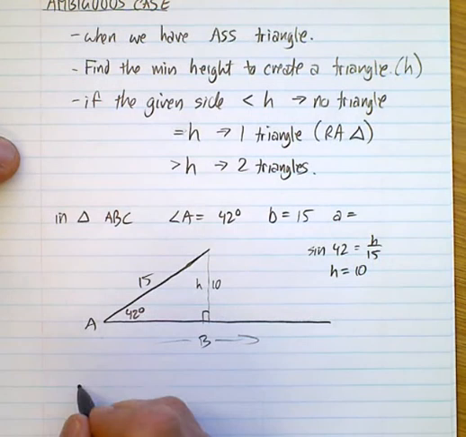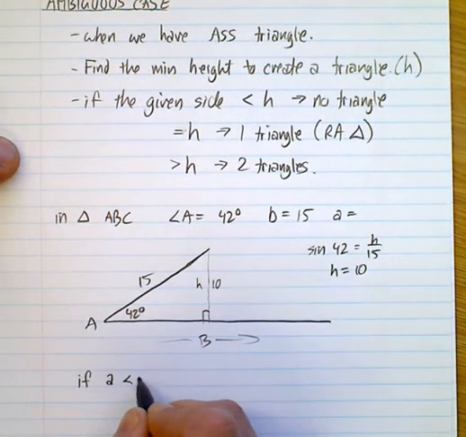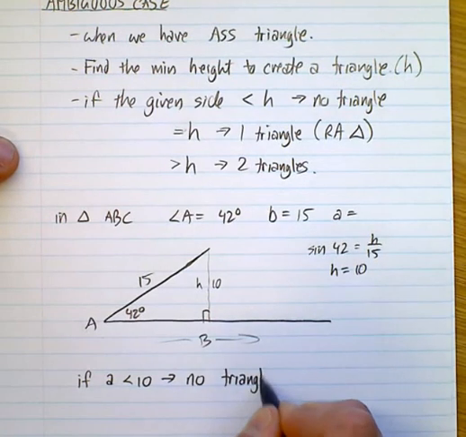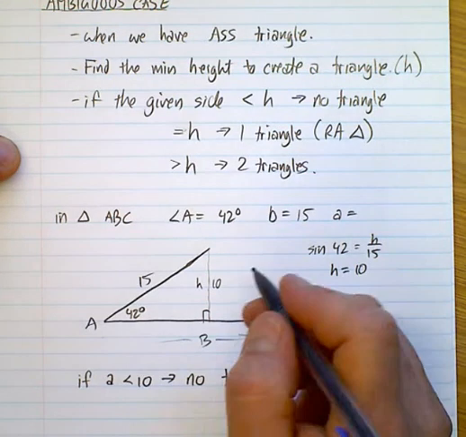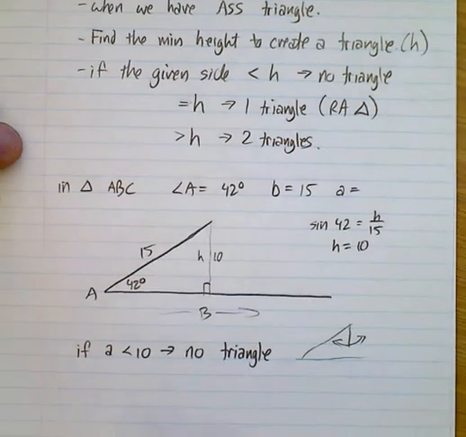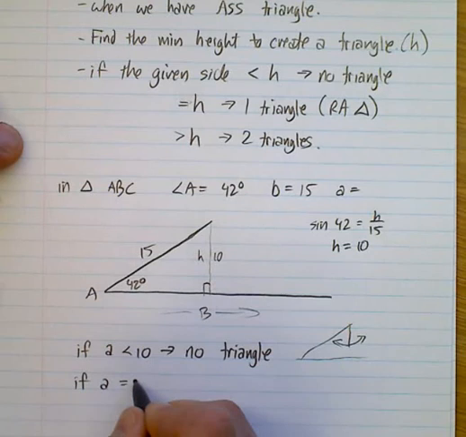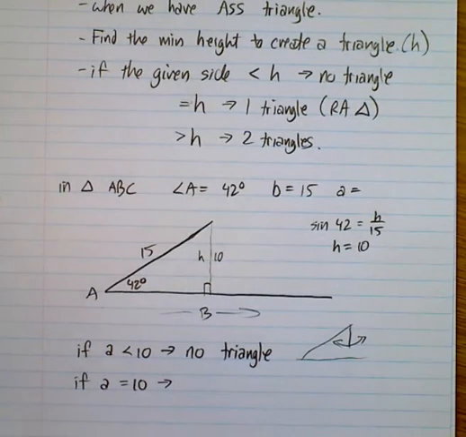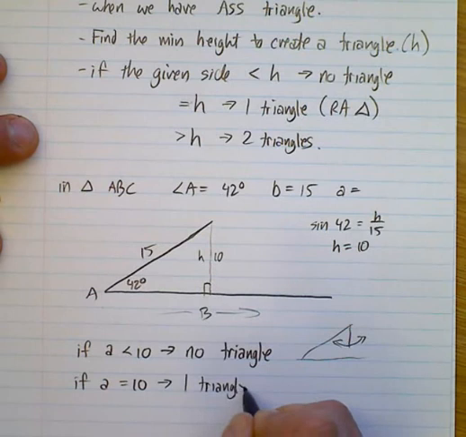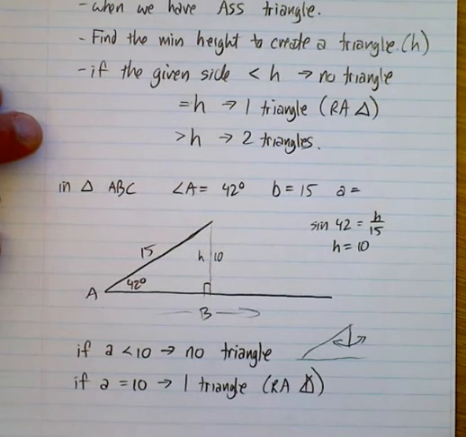So look at this. If A was less than 10, there is no triangle. It would be that dangler situation where you'd have it sitting there hanging and it wouldn't be able to close off that triangle. Now if A was equal to 10, then we have a situation where you have one triangle, and it is a right angle triangle.